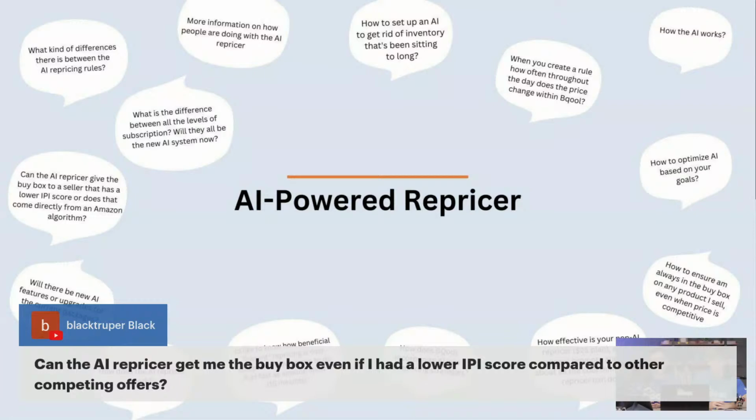Make sure to ask a lot of questions, and we'll prioritize the questions that are asked here. But what matters? IPI score is one of the factors. There's about 20 different factors that go in, and we'll talk a little bit more about that. But if you use AI, you will have a better chance. The AI will depend on your min and your max price. If your min price is competitive, then it might go a cent, 2 cents, maybe 4 cents lower than a guy who has a better IPI score, because all of these factors matter.